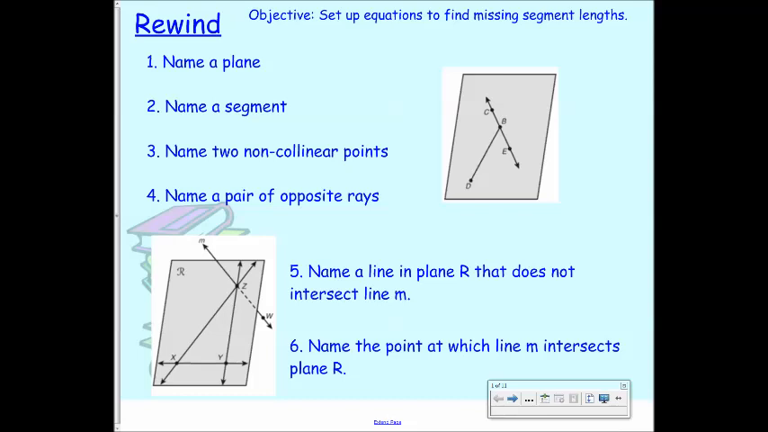Good. Is B collinear with C? Yes. Is B collinear with D? Yes. Is it on the same line as C? No, but it's still collinear with those because they are connected. Okay, so collinear doesn't mean it has to be on one line. It just means there is a line that connects them.